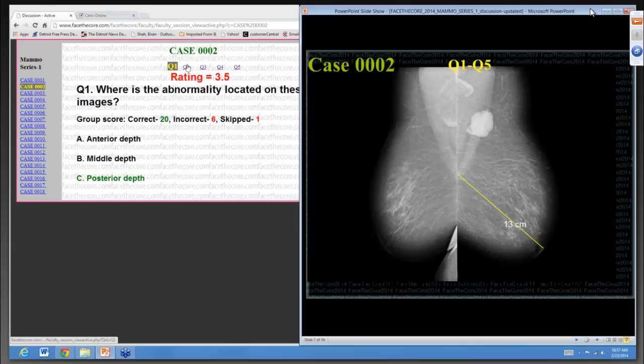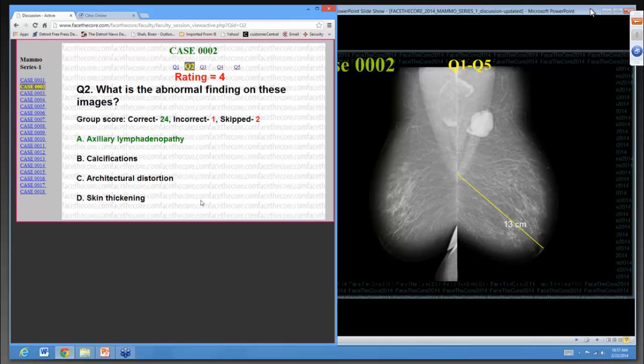And so question number two, what is the abnormal finding on these images? As far as the answer choices that have been given, the only one that would really make sense is axillary lymphadenopathy. Axillary lymphadenopathy is defined as an axillary lymph node that is greater than 2 centimeters in size or a cortical thickness of greater than or equal to 3 millimeters. Abnormal lymph nodes may show increased density, become round or irregular in shape, and have partial or complete loss of the fatty hilum.